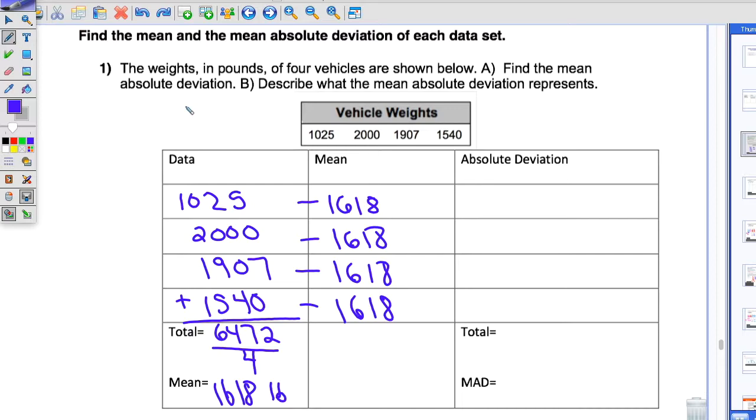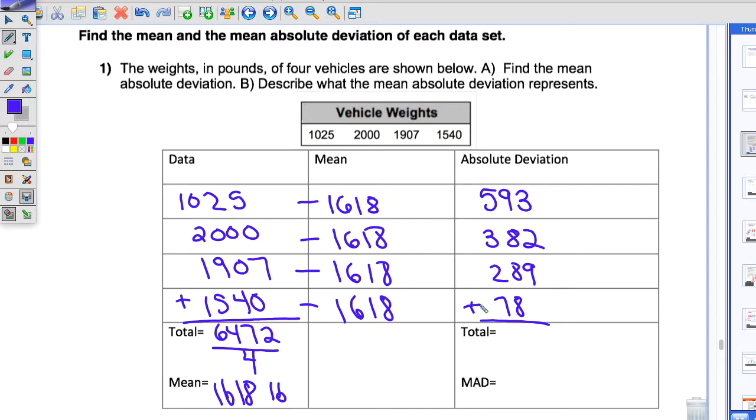So the next part is to find the absolute deviation. So we take our data, subtract the mean from it, and then we need to take the absolute value of the difference. So when we subtract and take the absolute value, we get 593. 2,000 minus 1,618, take the absolute value, we get 382. 1,907 minus 1,618, take the absolute value, we get 289. 1,540 minus 1,618, take the absolute value, we get 78.